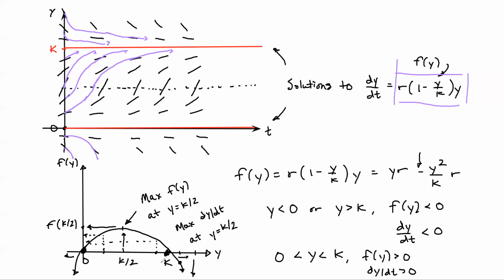So what is this called? What was this thing? What did we do here? Well, we graphed dy dt versus y, and this is called the phase line.